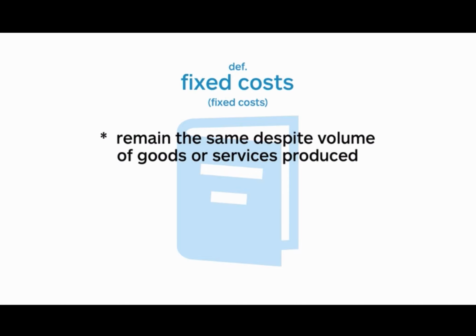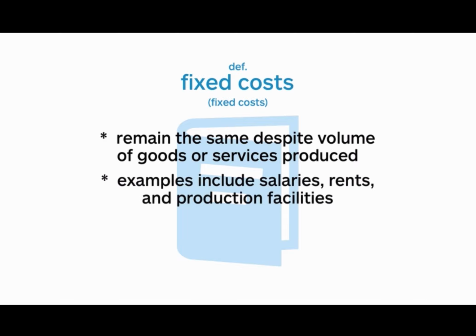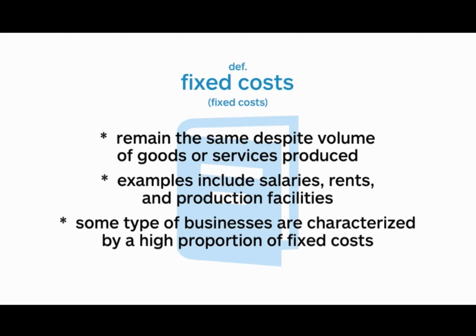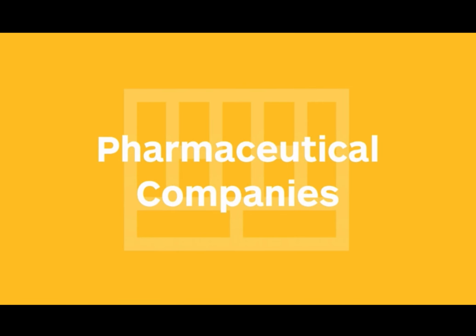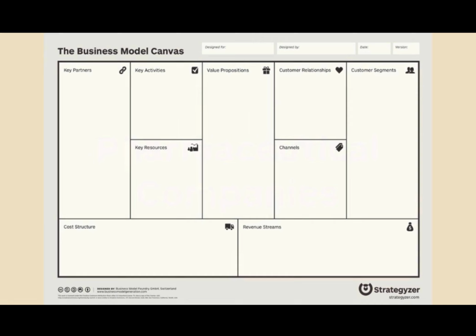Fixed costs are independent of the volume of goods and services that you produce. Examples include salaries, rents, production facilities. Now, some types of businesses have much higher fixed costs than others. And a great example here is the pharmaceutical industry. Let's look at this on the business model canvas.